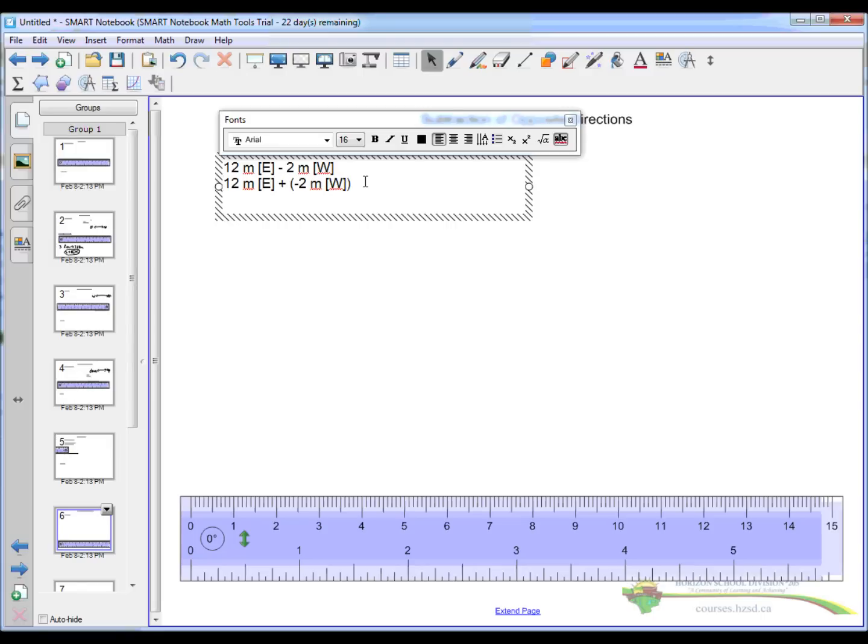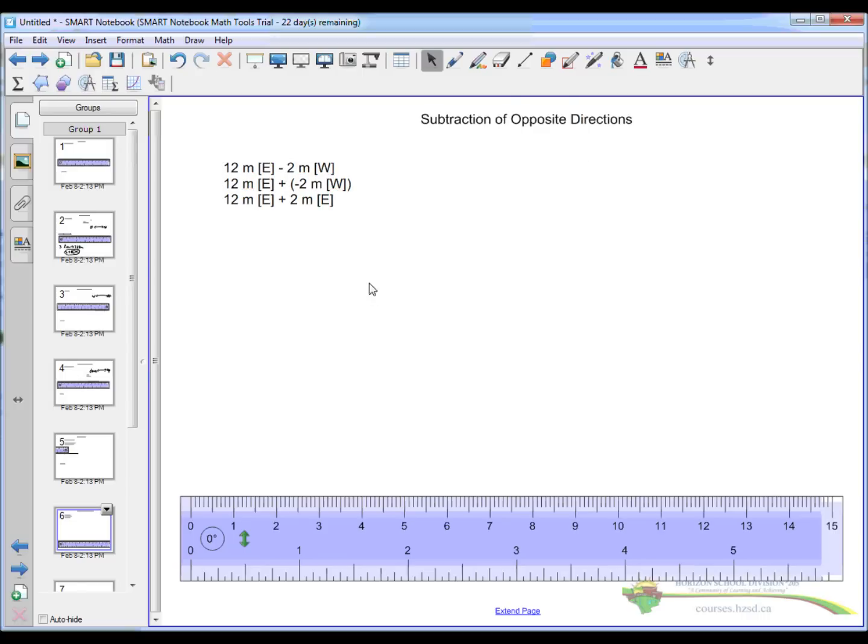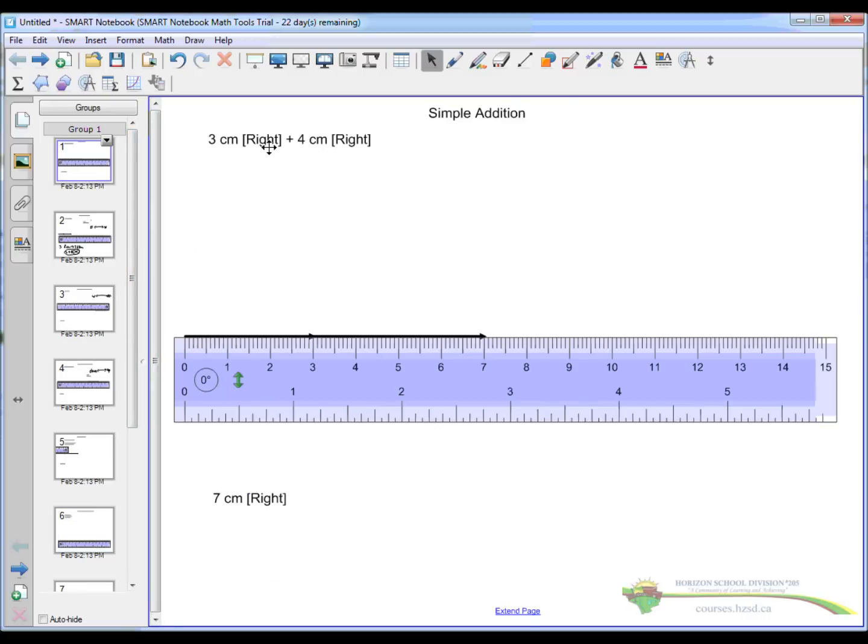And negative 2 meters west is the same thing as positive 2 meters east. So 12 meters east plus 2 meters east. And now it becomes a very simple one, just like our first example. Here, adding 2 in the same direction, 2 positive numbers in the same direction.